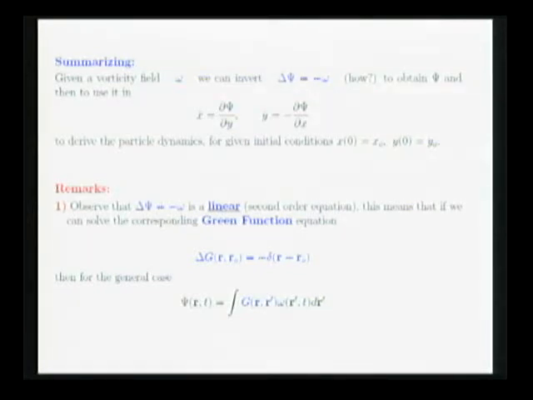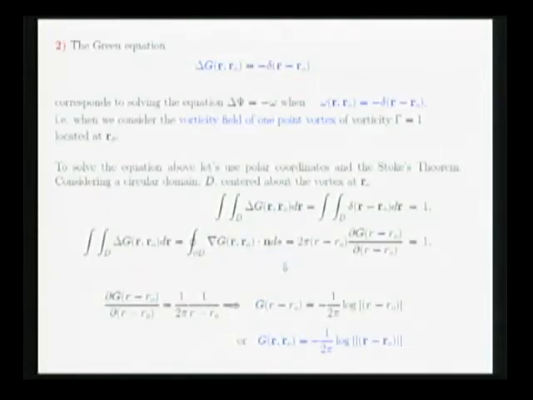Once we solve this equation, the general solution is given by the integral of the vorticity with the Green function. Of course, there is all the literature about the regularity of omega in order to assure this integral is well defined. And we can do the calculation. For example, it is easy to check that for the planar case, it's just a log of the distance between the particle and the vortex.